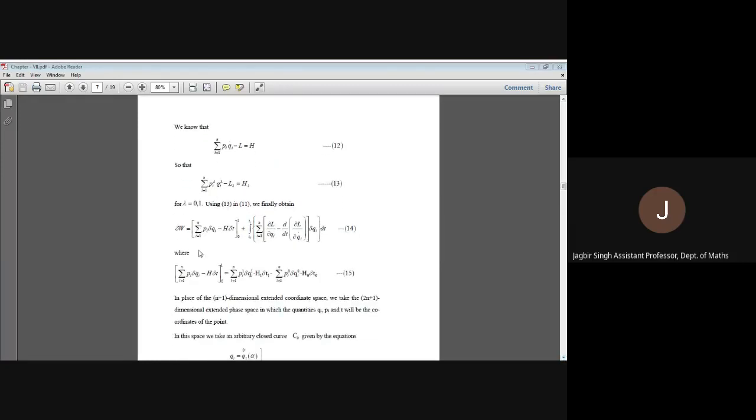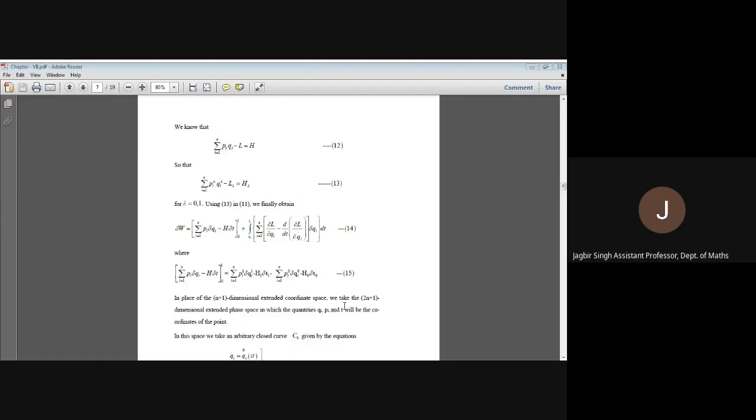That summation i from 1 to n p_i delta q_i minus H delta t with limits 0, 1, where 1 it is represented in 15. It will be summation i from 1 to n p_i1 delta q_i1 minus H1 delta t1 minus summation i from 1 to n p_i naught delta q_i naught minus H naught delta t naught. This is the term, and plus that integral is similar.